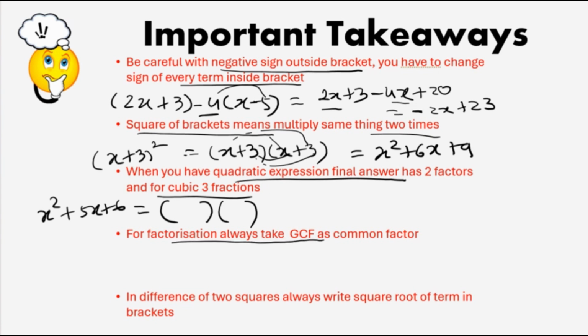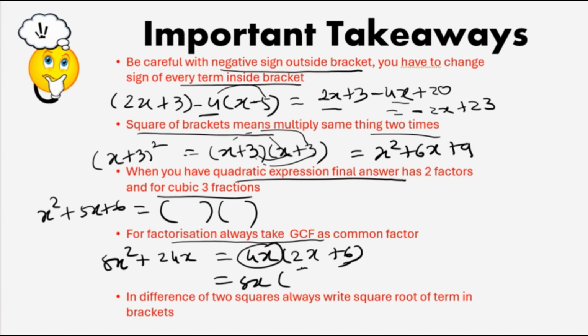For factorizing, always take the GCF as a common factor. For example, I have 8x squared plus 24x. I can take 4x as a common factor, so that will give me 2x plus 6. But still I have a 2 common in these factors. So instead of 4x, I have to take 8x as a common factor, that will give me x plus 3. So 8x is the GCF, so we have to take the greatest common factor.